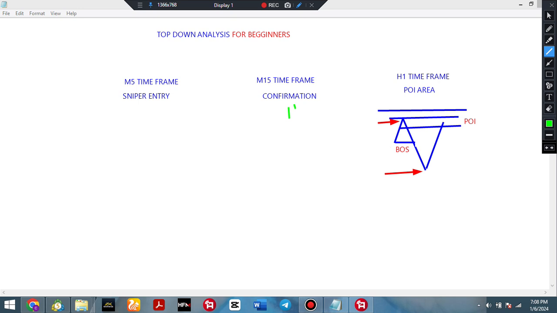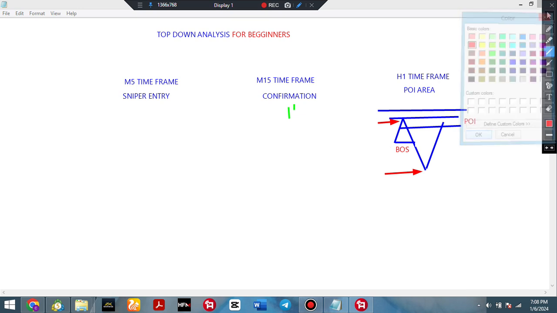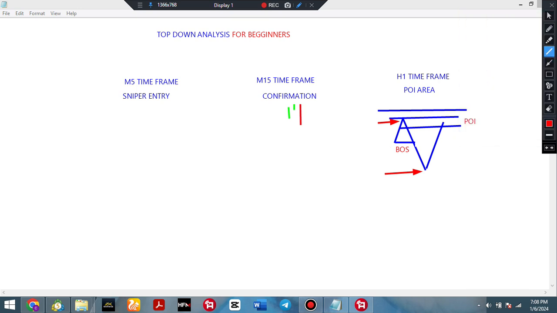Then the next thing we want to see is an engulfing bearish candle, which can just drop. You just want to see something like this, indicating that there's a push towards the downside. Now, we are just looking for a formation of a down move in the 15-minute time frame.